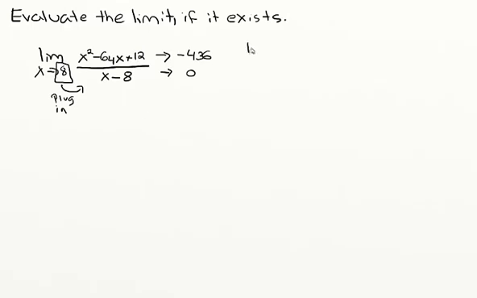However, we can notice that if we have a number over 0, that usually is going to imply that we have an infinite limit. So we're going to want to see what we can find with this information. So we're going to look at numbers to the left of 8.